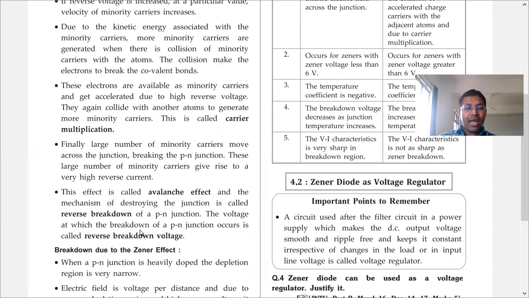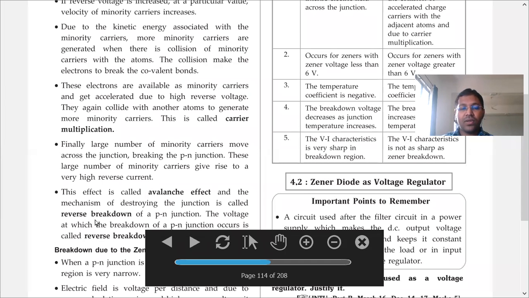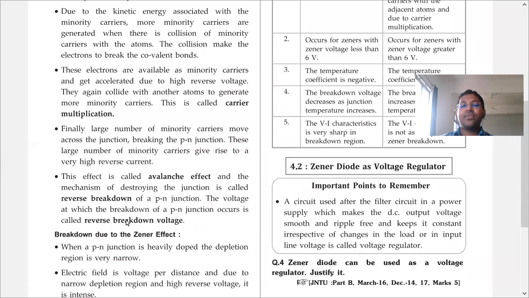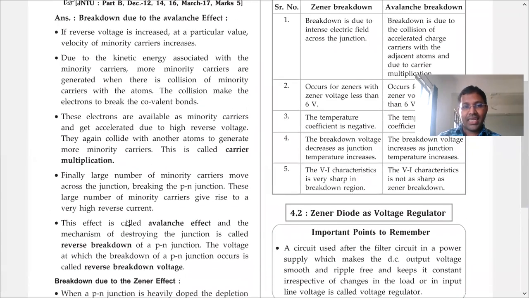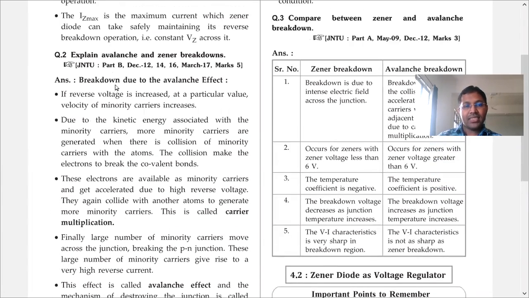or also known as avalanche breakdown of a PN junction. Remember, this is primarily for a PN junction. Next, the voltage at which breakdown occurs is known as the reverse breakdown voltage, or also known as the avalanche breakdown voltage. Anyway, so this is about the avalanche breakdown. Next, we will see Zener breakdown.